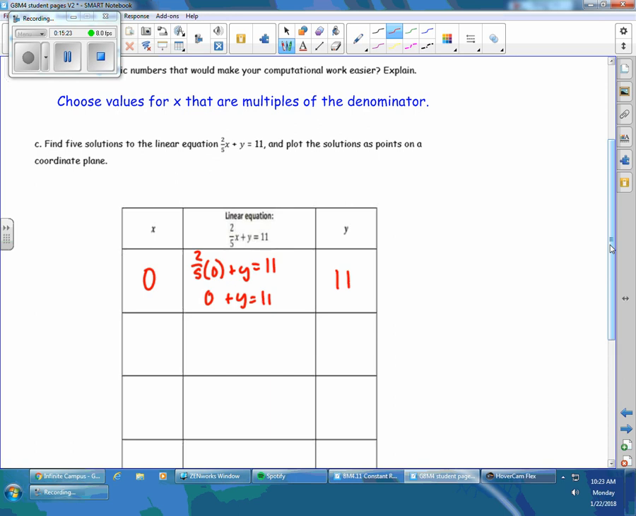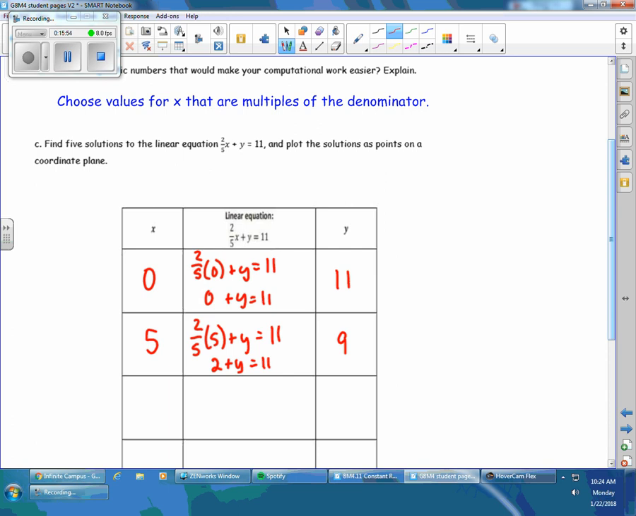So next I'm going to pick 5 because that's a multiple of the fraction. So 5 for x. So 2/5 times 5 plus y equals 11. Again, I showed you up top, 2/5 times 5 is going to be 2. Subtract 2 from both sides. 11 minus 2 is going to be 9.